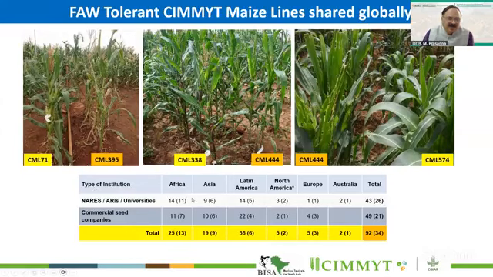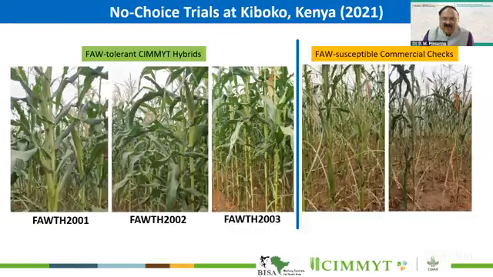So using these robust protocols, we identified a set of inbred lines which are excellent against fall armyworm and distributed globally: Africa, Asia, Latin America, North America, even Europe, all the way up to Australia. These are the number of institutions, and these are the number of countries. So you can see 92 institutions from 34 different countries have benefited out of this germplasm.